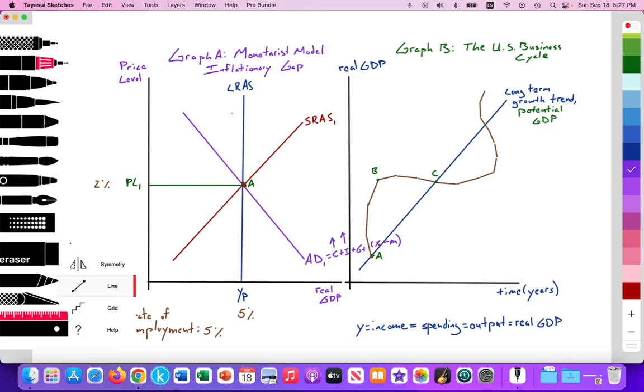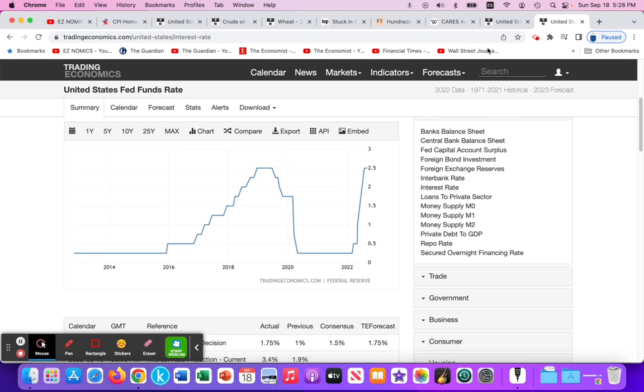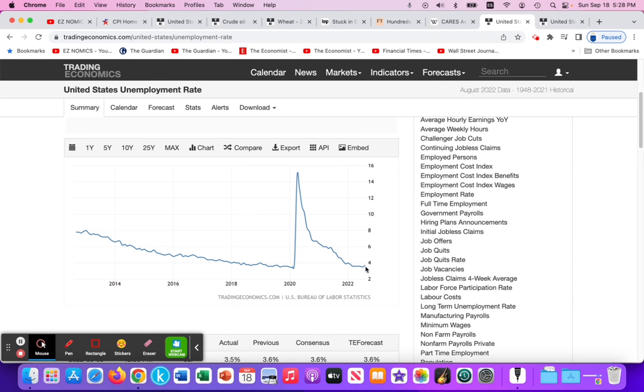So AD is increasing from AD1 to AD2. That leads to a higher price level in the short run, an equilibrium price level in the short run, PL2, and real GDP increasing from YP to Y inflation. And perhaps at this point, we're starting to see unemployment fall to about 3.9% approximately. This is an approximation. Again, we see with the unemployment data, it's falling below 4%. So I'll say it's 3.9.